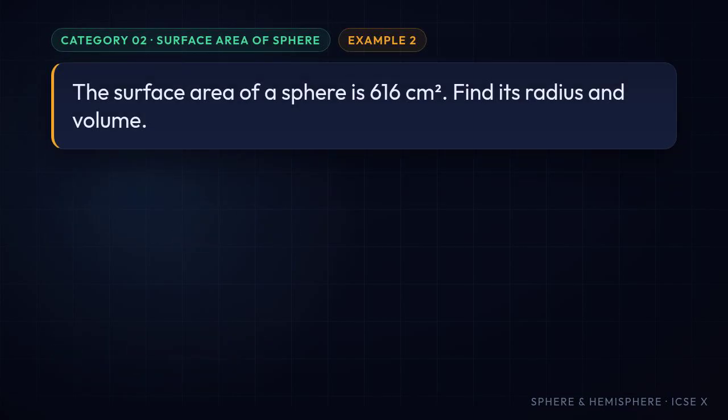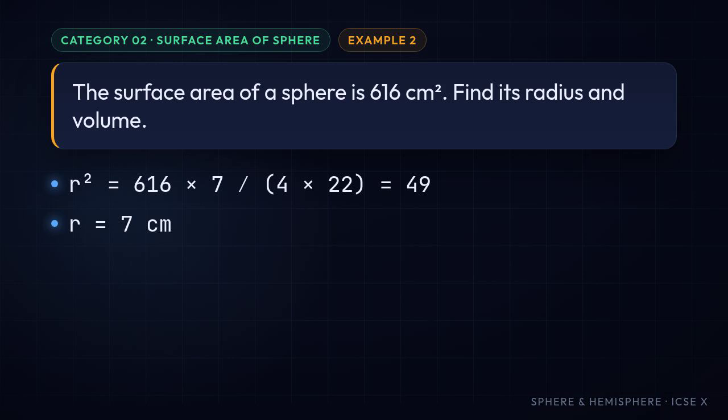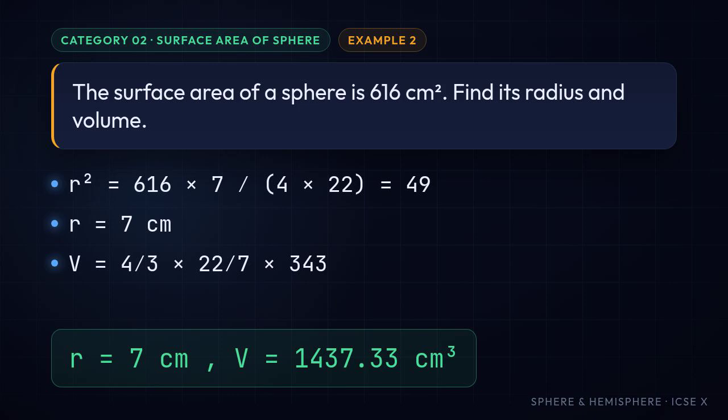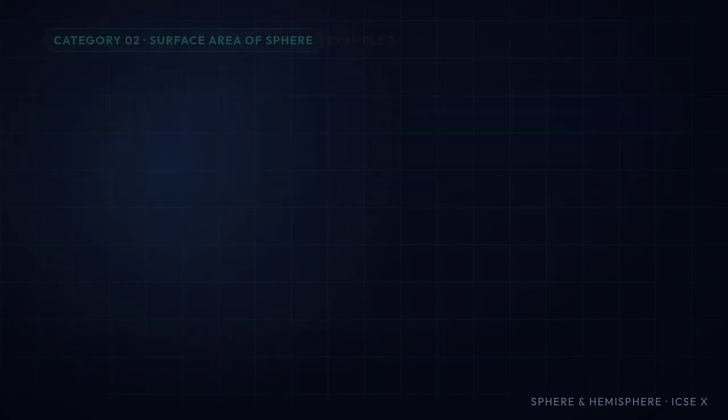Example 2. The surface area of a sphere is 616 square centimeters. Find its radius and then its volume. R squared equals 616 times 7 divided by 4 times 22, which is 49, so r equals 7 centimeters. Then the volume equals 4 by 3 pi r cubed, which is 1,437.33 cubic centimeters.